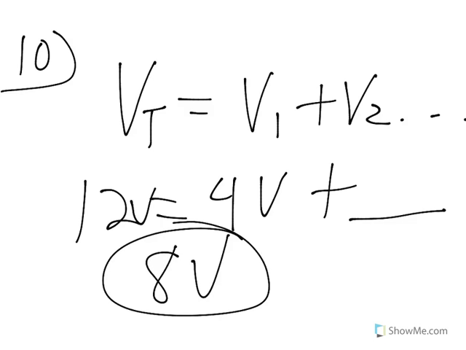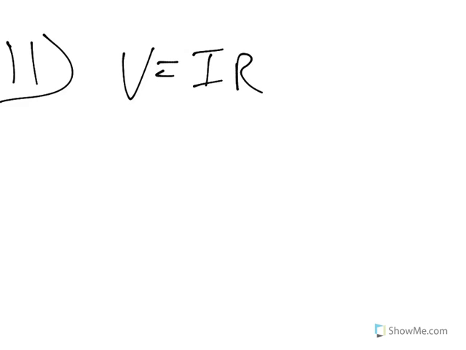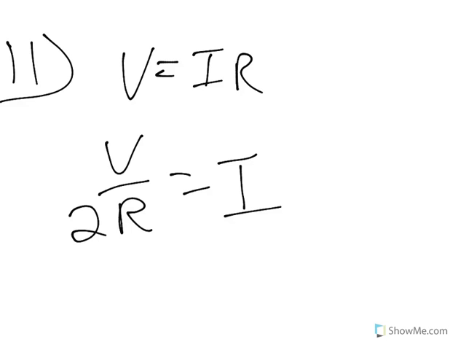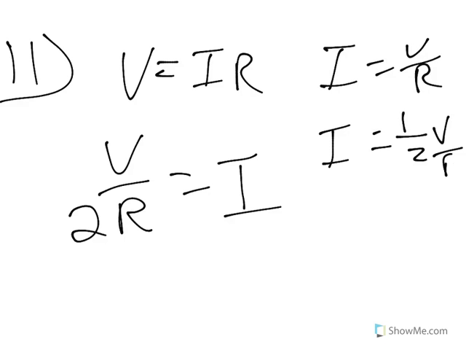All right, number 11. If the resistance of a circuit is doubled and the voltage remains unchanged, the current flowing in the circuit will be 1/2 as much. Now, why is that? Well, V is equal to IR. We're looking for the relationship for current, so we solve for current: V divided by R is equal to the current. The resistance is doubled and the voltage stays the same, so I put a 2 there. If the original current was V divided by R, the new current is 1/2 V divided by R. So it would be cut in half.